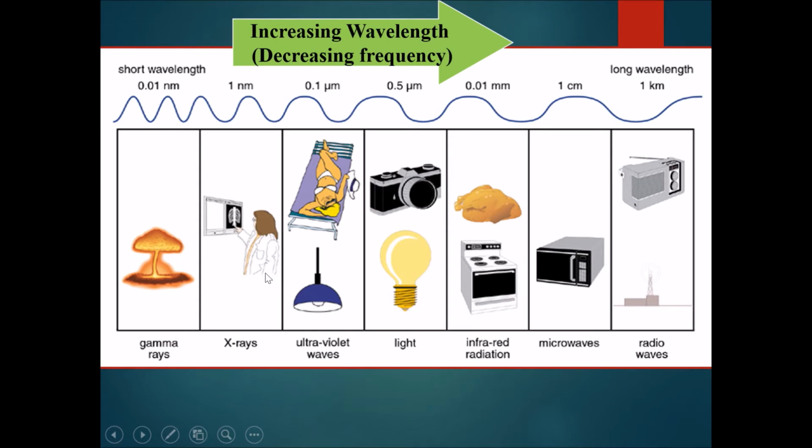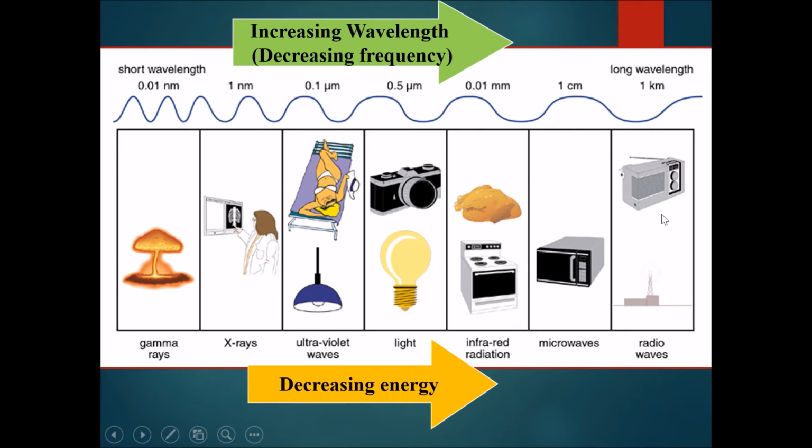As you move in this direction from gamma rays to radio waves, the wavelength is increasing. At first it's very short, a fraction of a nanometer, up to a few kilometers for radio waves. However, with increasing wavelength, there is also a decreasing frequency. So the gamma rays would have the highest frequency, while the radio waves would have the lowest frequency. Because frequency is associated with energy, the gamma rays would have the highest energy, and the radio waves would have the lowest energy. Therefore, from gamma rays to radio waves, it will also decrease in energy.